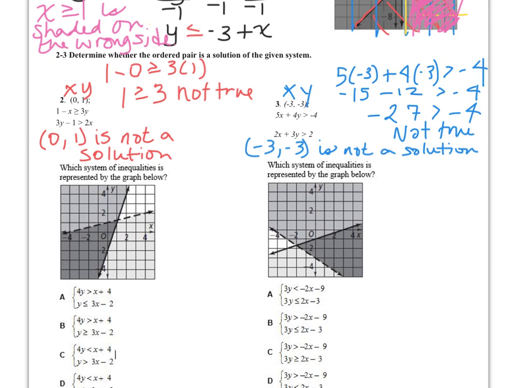All right. Number 4 and number 5 are here at the bottom. We're going to do 4 together, and then I want you guys to try 5. You ready?